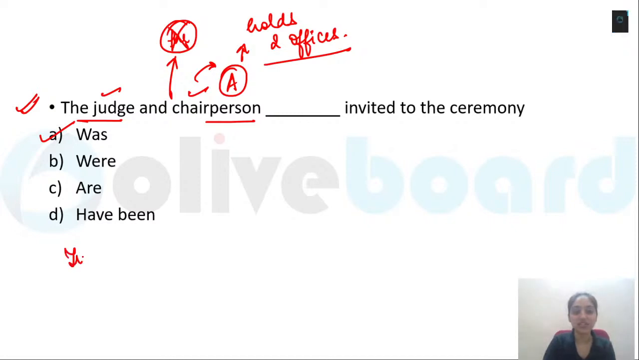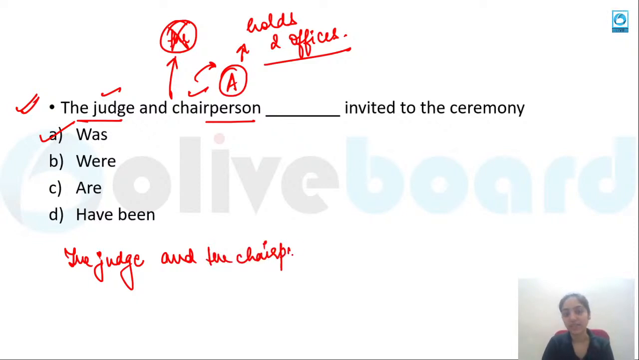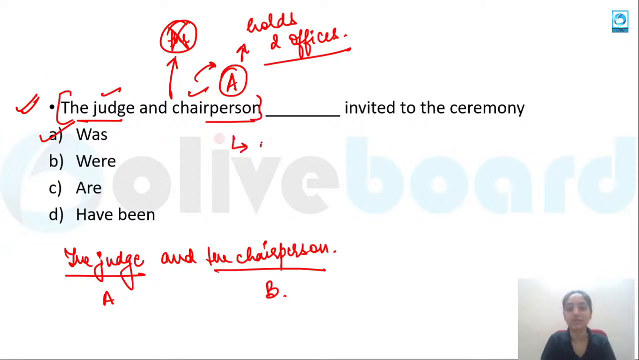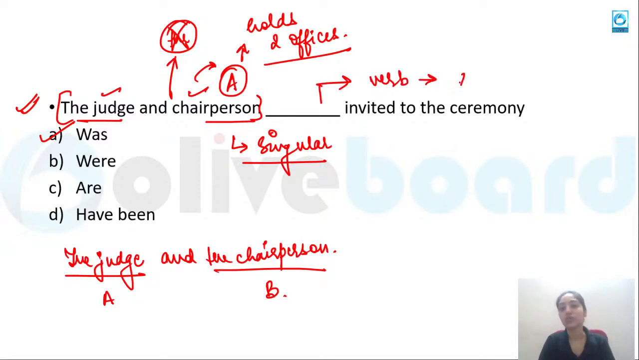But when we say the judge and the chairperson, then we are talking about two different people. So you have to understand this difference between the subject. You have to try and understand the difference between the subject of the sentence. Here the subject of the sentence is singular. So the verb that you are going to use will also be singular.